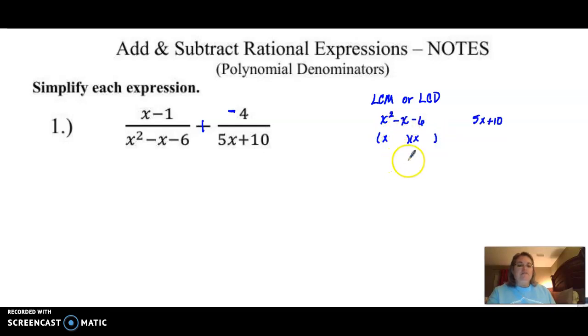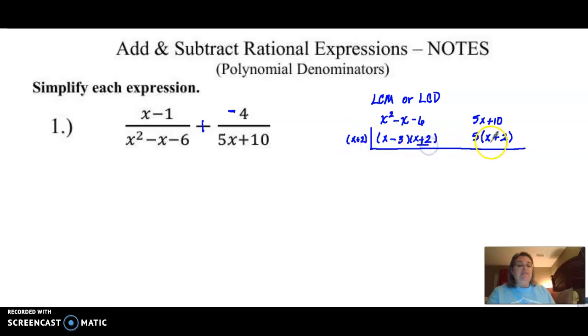Factors of 6 that will give me 1 would be 3 and 2. To be a -1, I want it to be a -3 and a +2. With my 5x plus 10, I'll take out a 5 common factor, and I'm left with an x plus 2. So then if you recall, we did our little upside down divide, and we pulled out our common factor, which in these was the x plus 2.